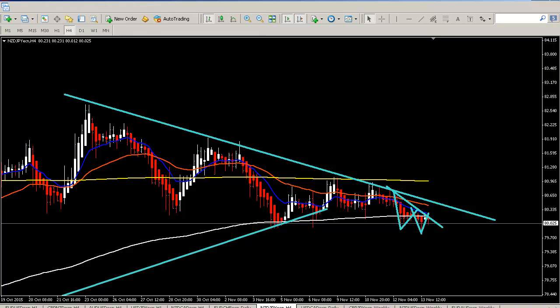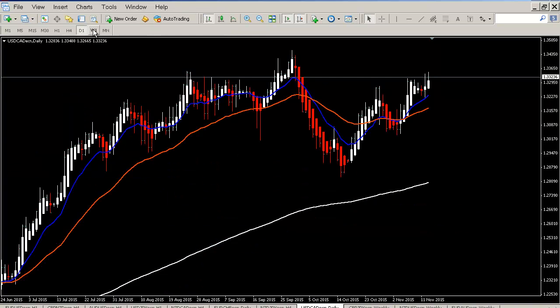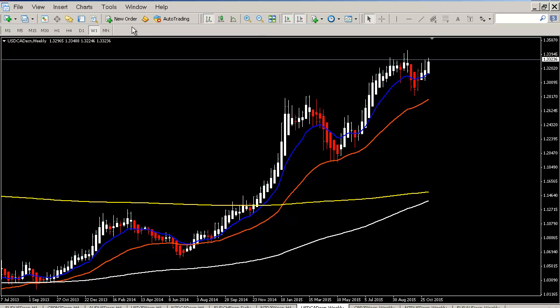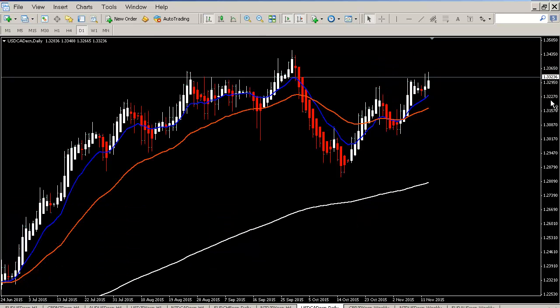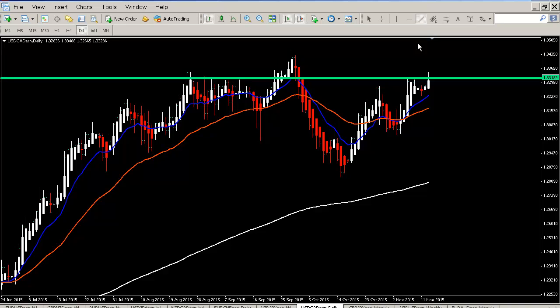Okay, USD CAD still moving up, weekly chart, long trend. Sorry for the background noise, by the way. Kids are going nuts inside playing. Support here, daily 1 to 3.